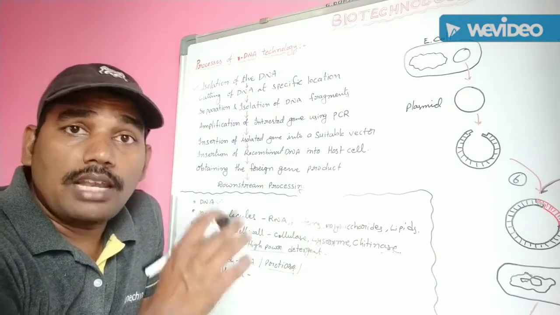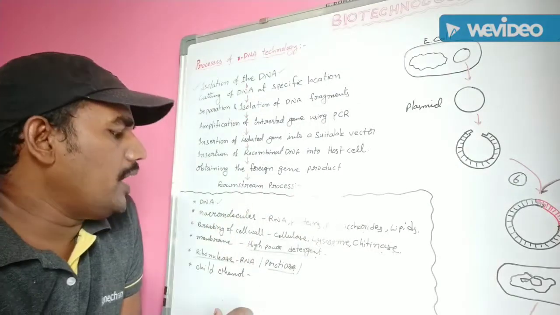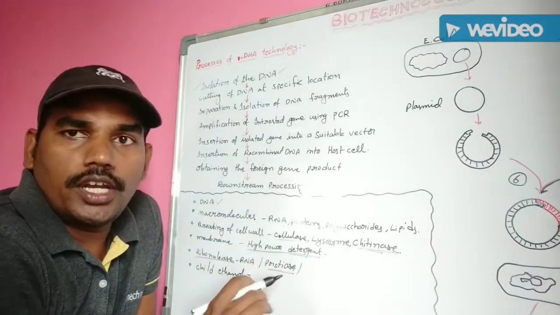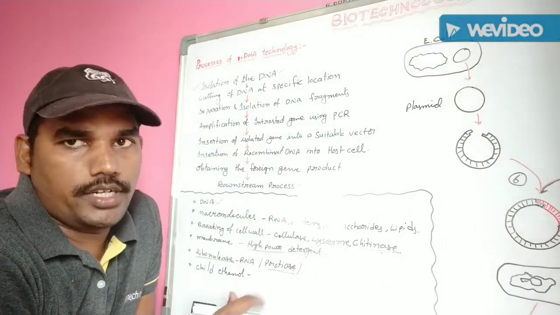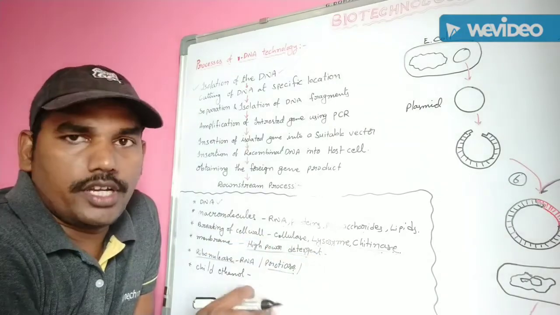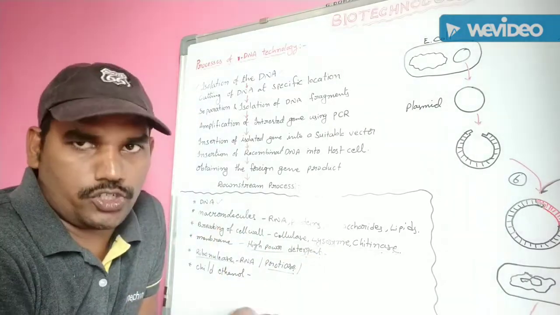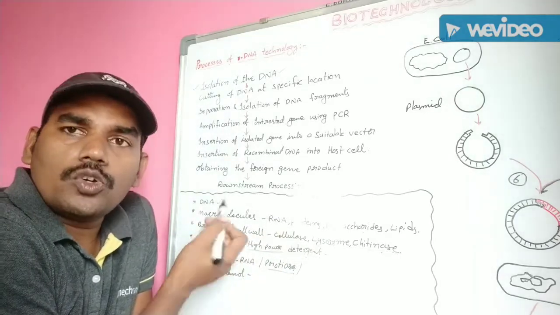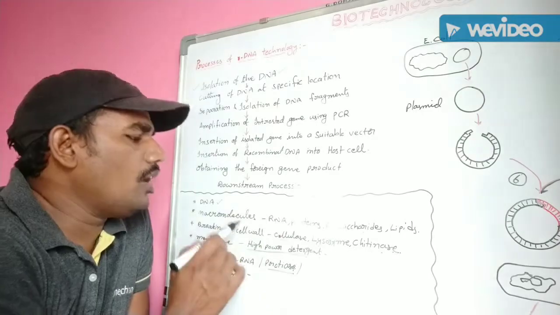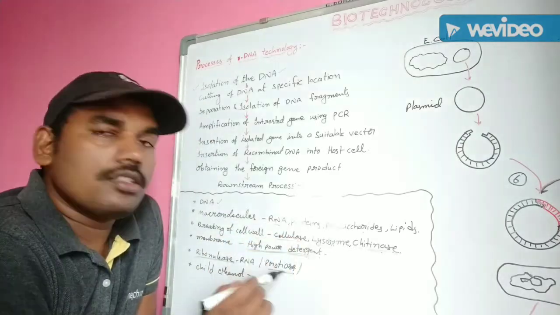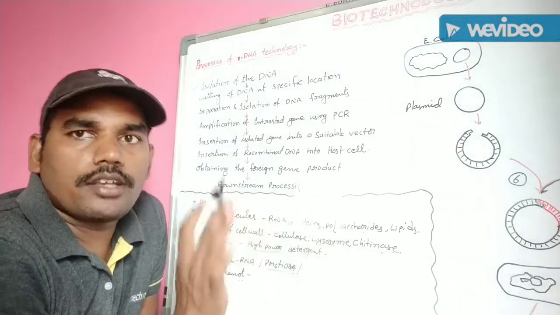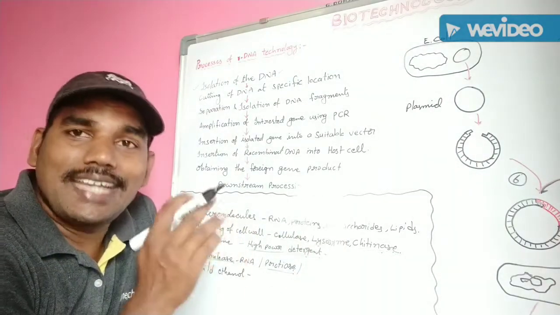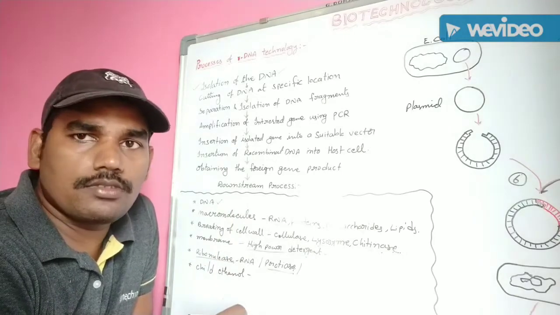Second one, cell membrane digestion. The cell membrane is treated with a high power detergent. With the help of this high power detergent, the cell membrane is completely digested. Remaining in the cell, some macromolecules and micromolecules are present. What are the macromolecules? RNA, proteins, polysaccharides, lipids, etc. These macromolecules and micromolecules are digested with the help of different types of enzymes.